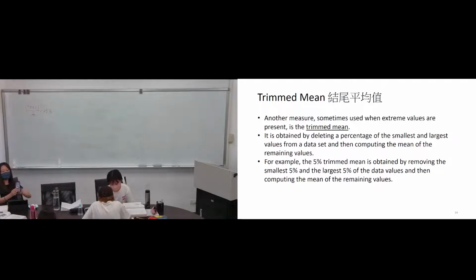Also, in some cases, we compute the trimmed mean. What does trimmed mean mean? When there are extreme values, we remove some of the extreme values and compute the mean of the remaining values, and that's the trimmed mean. For example, the 5% trimmed mean is obtained by removing the smallest 5% and the largest 5% of the data values and then computing the mean of the remaining values.